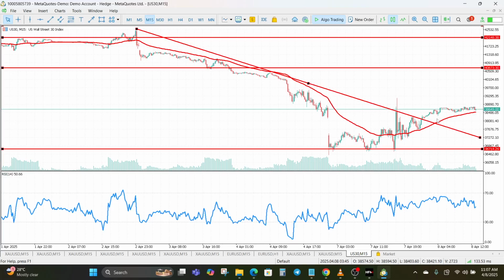So what we need right now is confirmation. All you have to do is wait for a confirmation candlestick. Currently, we can see that the price is consolidating. Yes, the price is consolidating, so we need a breakout either to the upside or to the downside.